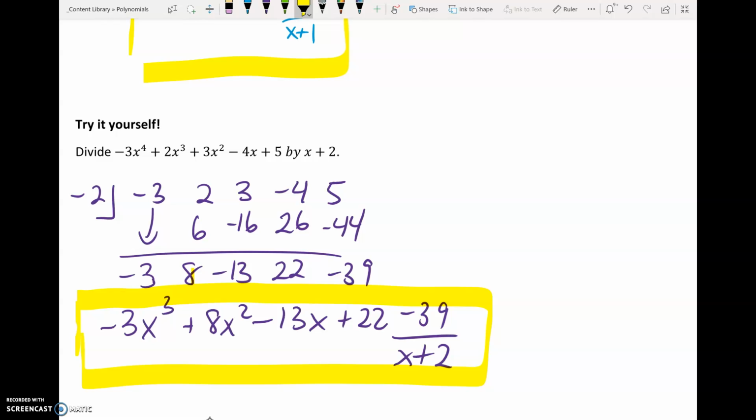So your final answer is the coefficients over here at the bottom. And because we started with x to the power 4, instead you're going to start with x to the power 3, so 1 less than what you started with. And then it follows the same pattern. So x to the power 3, then 8 would be for x squared, then 13 would be for x, 22 is your constant, and then the very last number is your remainder. And remember to put it over your divisor.